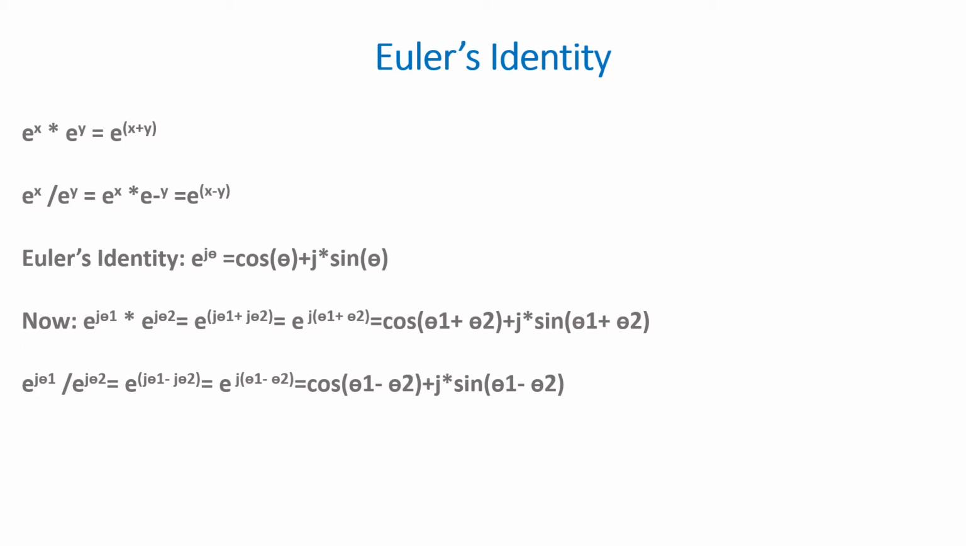Now, division of exponential quantities. e to the power of j theta 1 divided by e to the power of j theta 2 is equal to e to the power of j theta 1 minus j theta 2, which is equal to e to the power of j times quantity theta 1 minus theta 2, which is equal to cosine quantity theta 1 minus theta 2 plus j times sine quantity theta 1 minus theta 2.